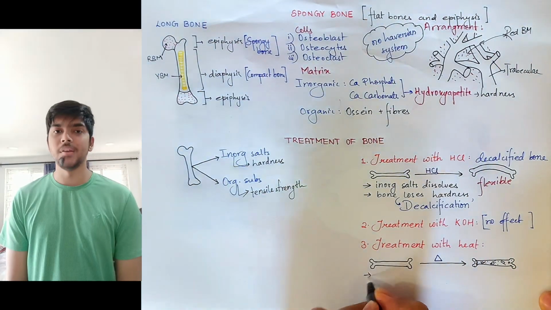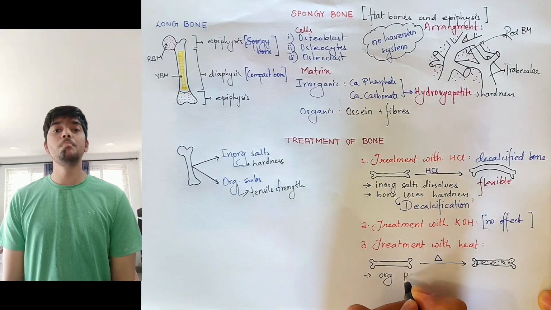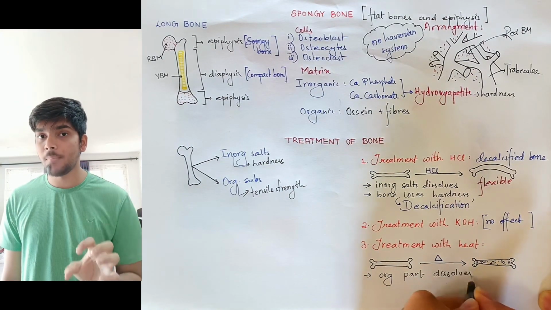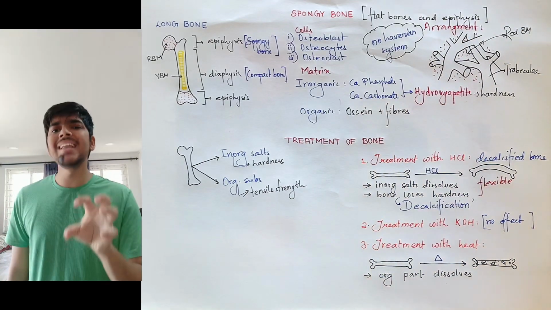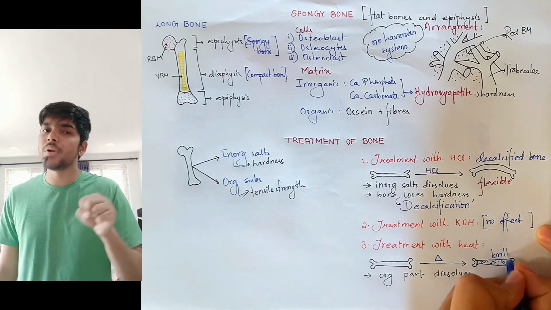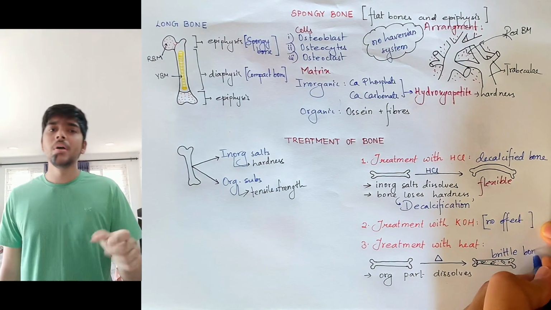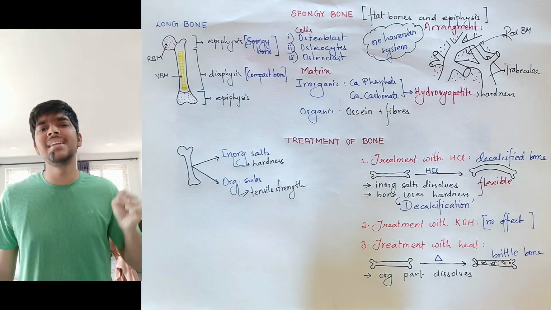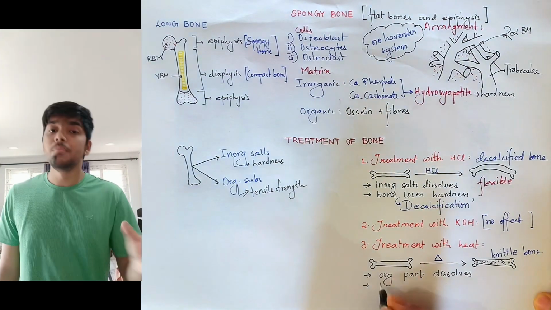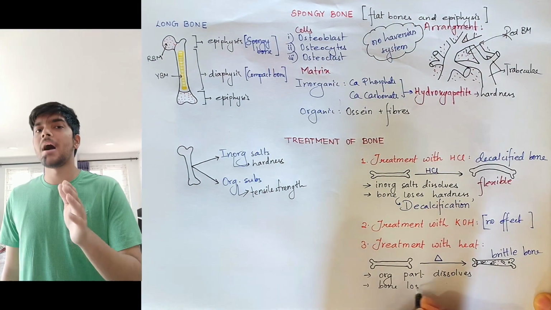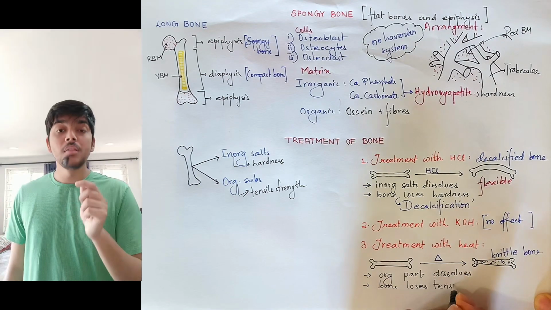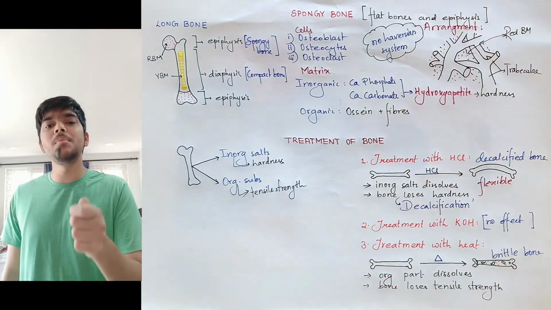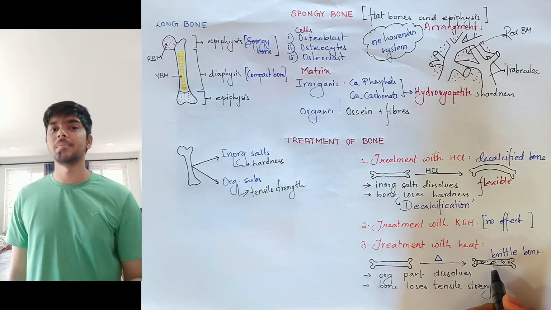Thirdly, treatment with heat. So when a bone is heated, there's two parts, right? Inorganic part and organic part. Here, the organic part dissolves, that is the protein, your bone marrow, the fibers covering the bone, all of the organic parts, they dissolve and get removed, and only inorganic part remains. As a result, the bone is brittle, that is, it is highly susceptible to fracture or can break easily.